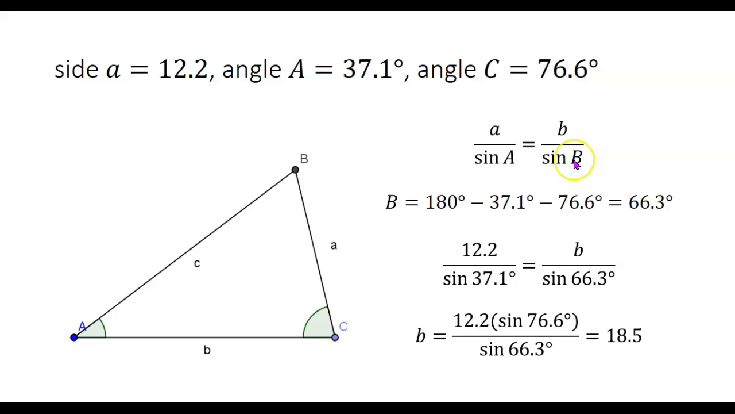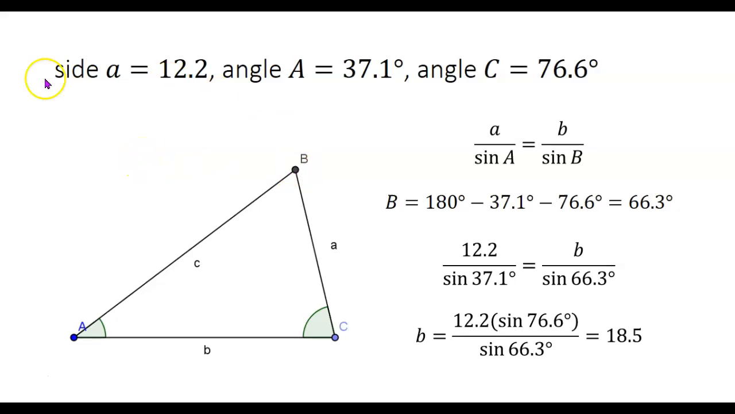And now that we have a measure for angle B, we can fill everything into the law of sines and work out what little b is, and it works out to be 18.5. By the way, if you've done everything correctly, the longest side should be across from the largest angle, and the shortest side should be across from the smallest angle. So if you arrange angles A, B, and C in order of size, sides A, B, and C should also be in that same order.